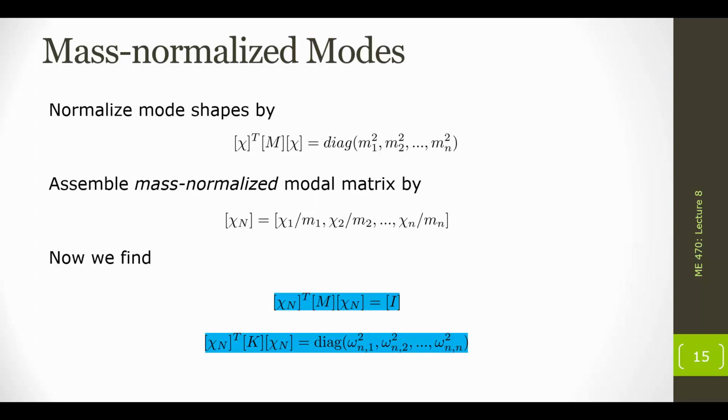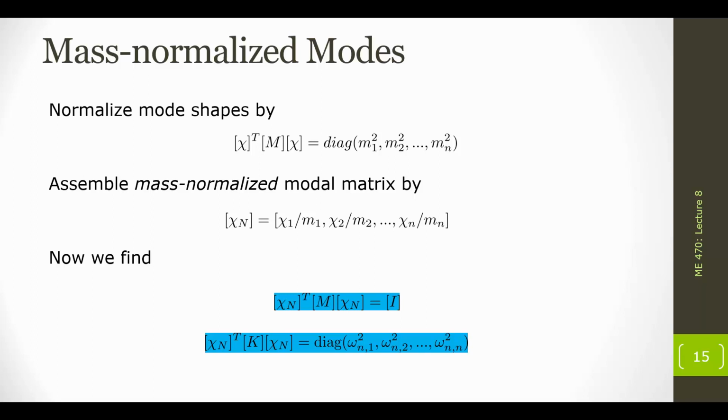Whether we start with a modal matrix where each column has a magnitude of 1, like MATLAB would give us, or what Mathematica would give us, where the last entry in each column would be 1. It doesn't matter where we start. When we normalize it, we get the same place.